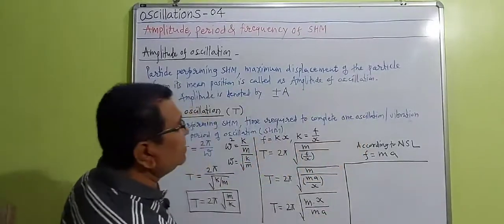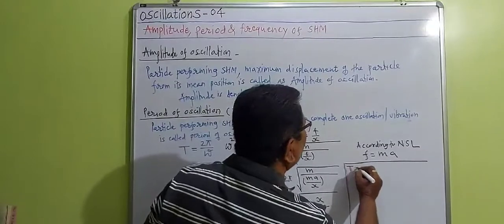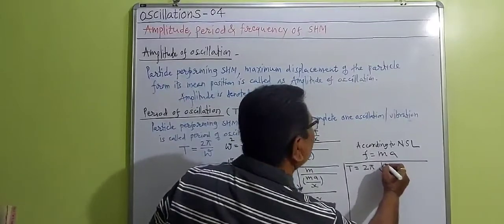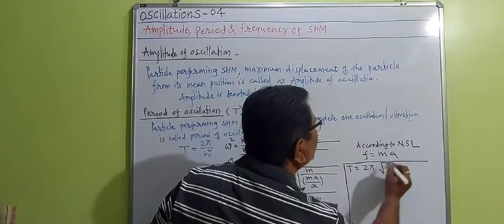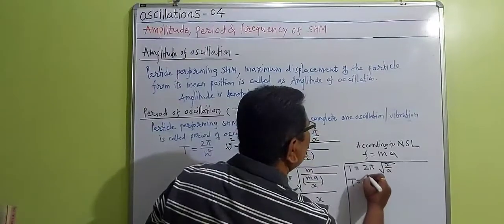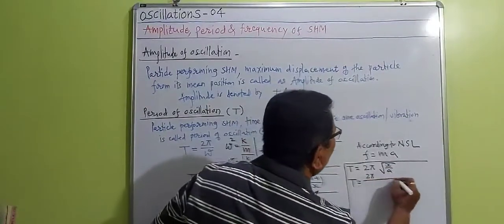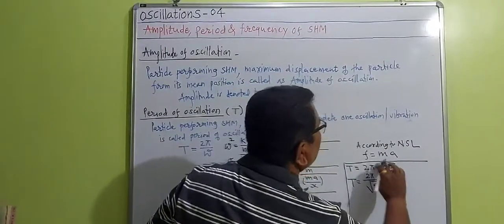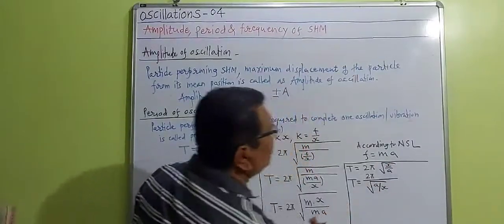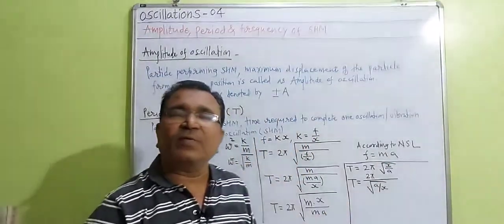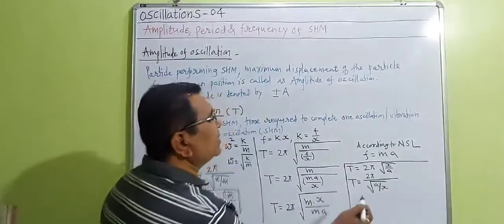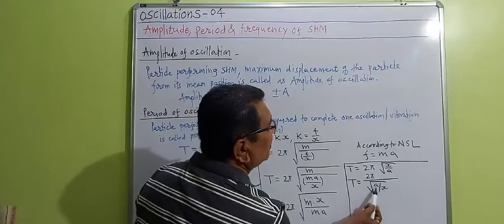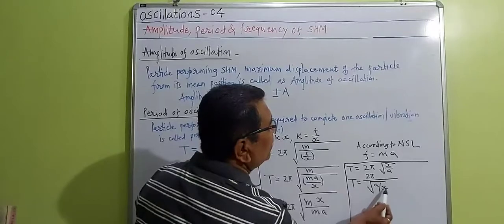And we get T is equal to 2 pi square root of x upon a. This may be written, without changing value, as 2 pi upon square root of a by x. The square root of x upon a, taking it to the denominator, we can write as square root of a upon x. And what is this a upon x? This is acceleration per unit displacement. I will repeat again, acceleration per unit displacement.